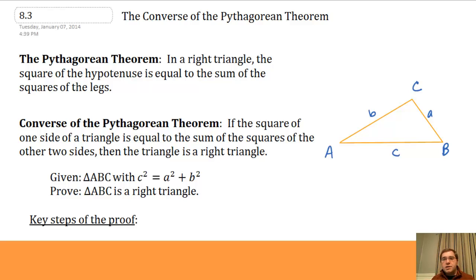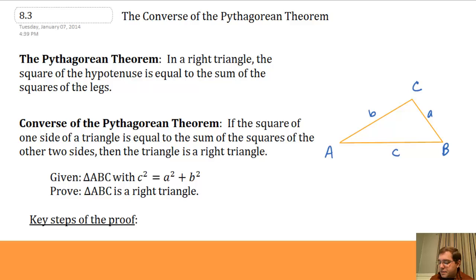So, let's remind ourselves of what the Pythagorean theorem says so that we can understand what the converse says. The Pythagorean theorem says in a right triangle, the square of the hypotenuse is equal to the sum of the squares of the legs. So if you have a right triangle, the square of the hypotenuse equals the sum of the squares of the legs.